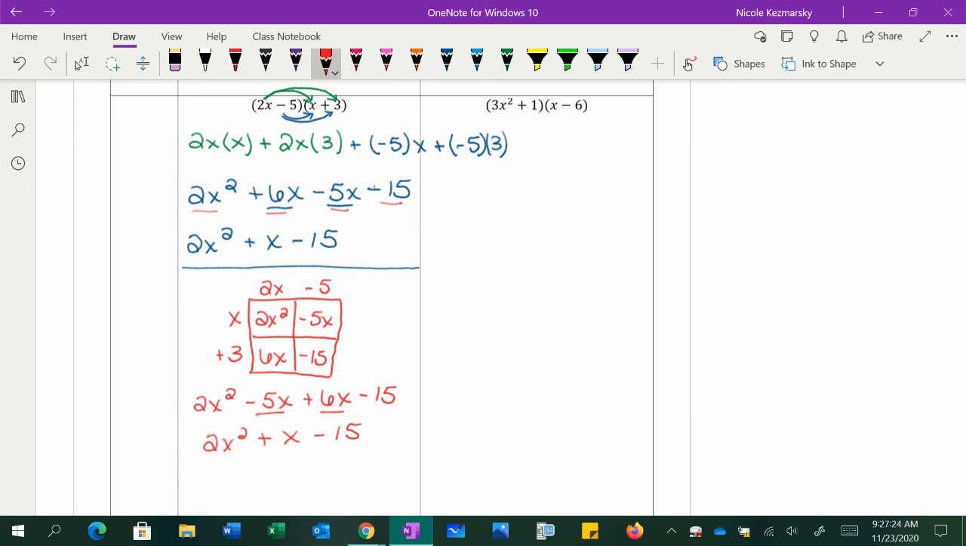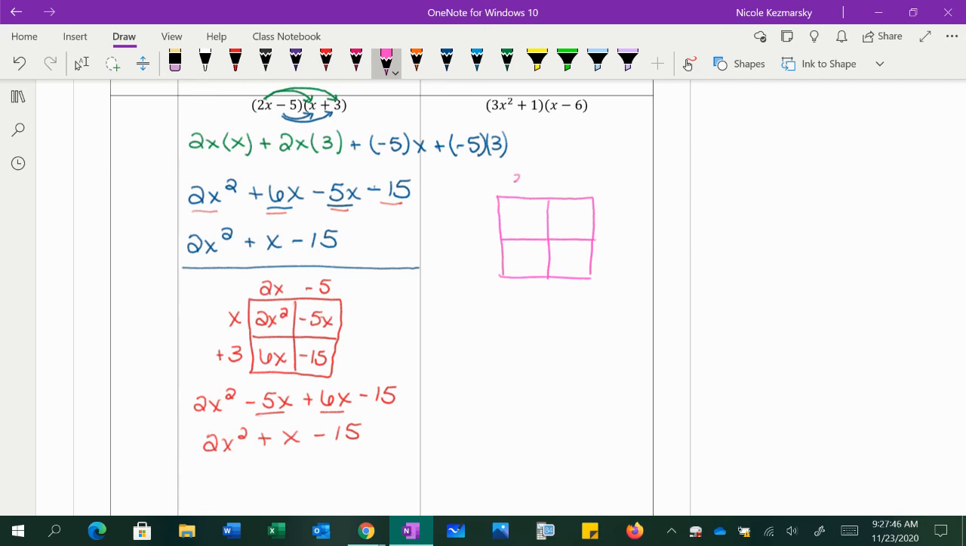Like I said, I'm a fan of the box, so I'm going to do the box, but feel free to challenge yourself a little bit if you want to try and do the double distribution. So next example, we've got a binomial times a binomial. So 2 terms in the first set of parentheses, two terms in the second set of parentheses.